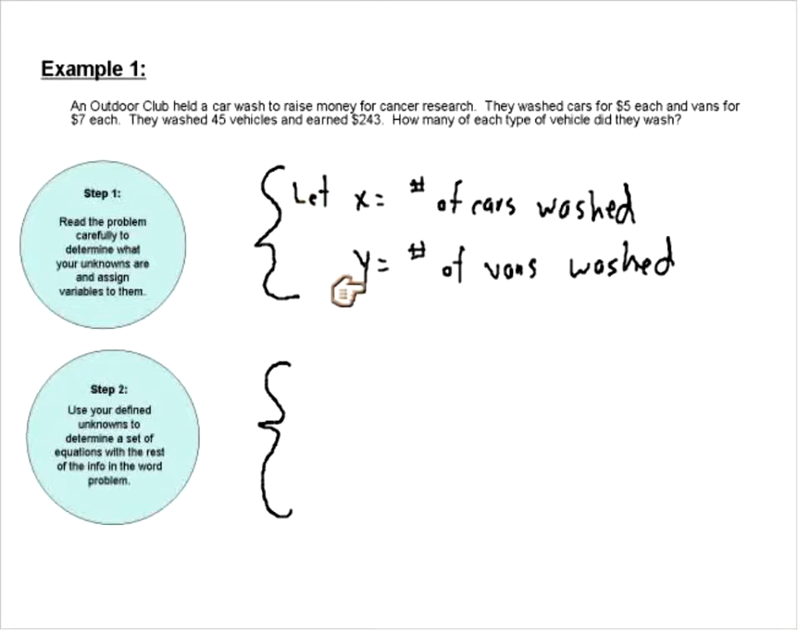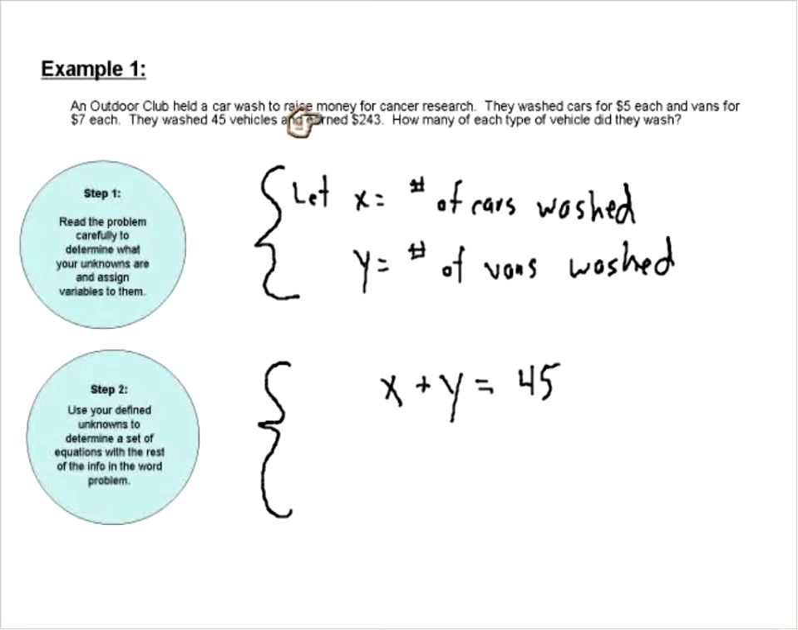Now often, if we have defined our unknowns properly, the first equation is going to be very easy to determine. Because we have defined it in terms of number of cars and number of vans, right off the bat we know if we add the number of cars plus the number of vans, it's going to have to equal the total number of vehicles. And the total number of vehicles in this case is 45. So that's the easy one.